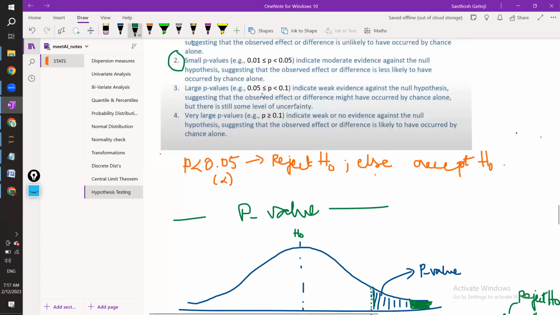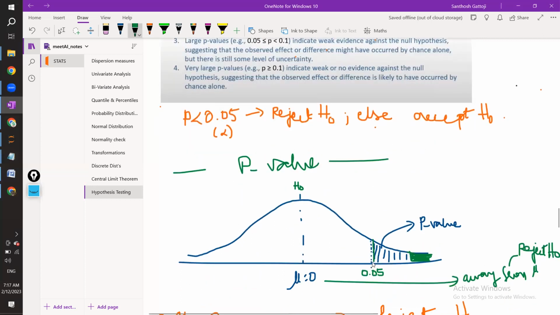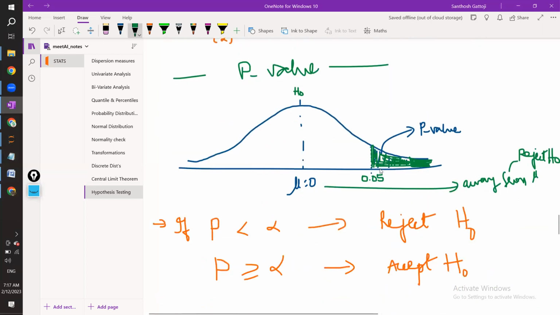So I'm just saying, if it is less than or equal to 0.05, that means in this area also you can reject the null hypothesis, because for this small area you definitely reject, but here also you are going to reject, based upon your alpha value. But if it is greater than alpha, that means you are moving towards the null. So in this case, you need to accept it.